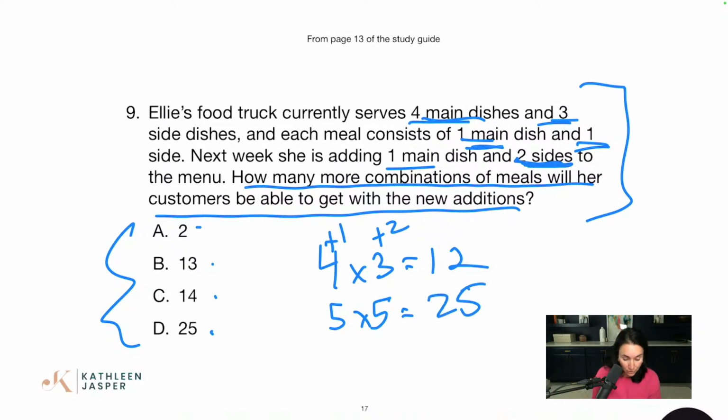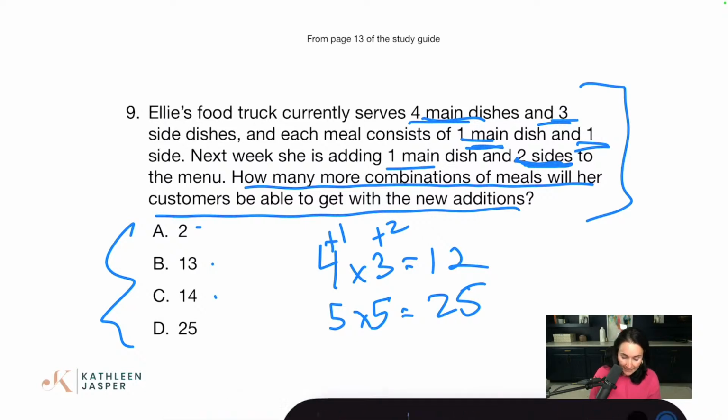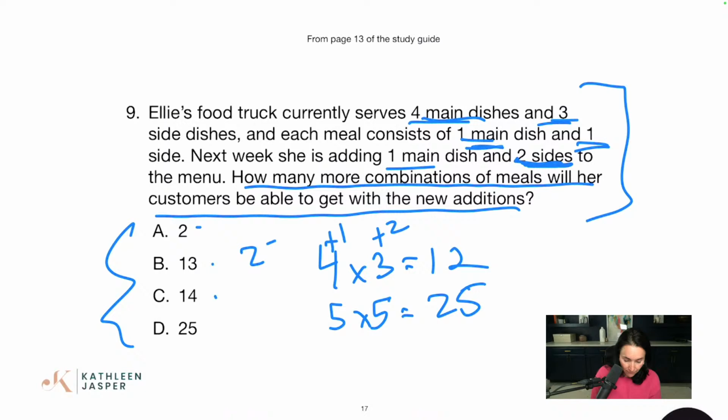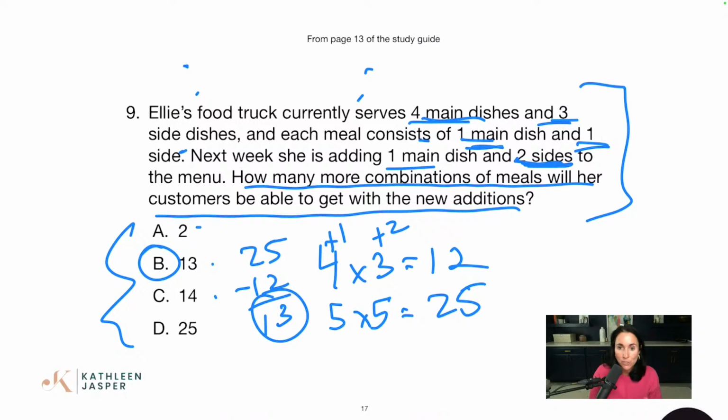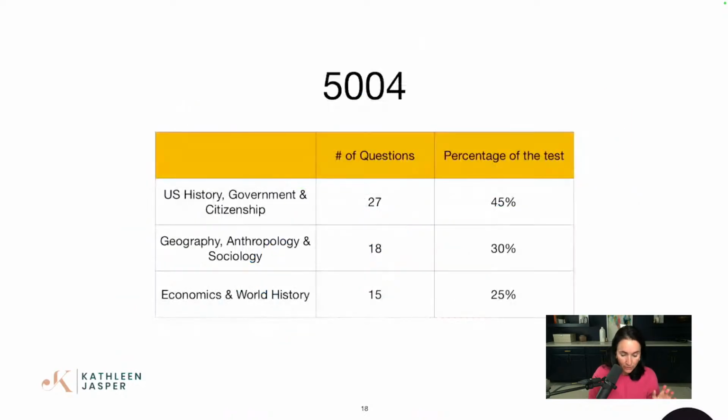25 minus 12. We're not done yet. Don't stop there. They're going to anticipate it. You're not done yet. How many more will they get after she adds? Well, we do 25 minus 12 and we get 13. B. Okay? Easy. I know a lot of people try to set up just multiplying. 4 times 3 are the different combinations you get. When she adds a main and 2 sides, that becomes 5 times 5. Then find the difference. All right, let's move on to social studies.